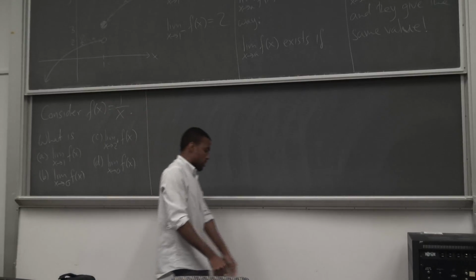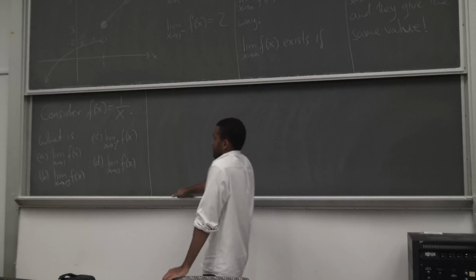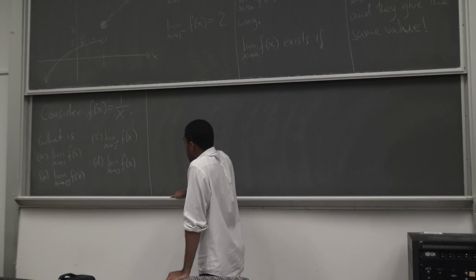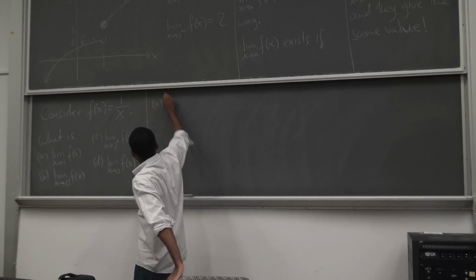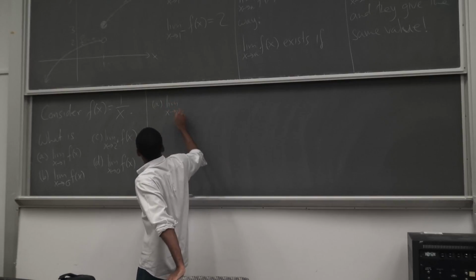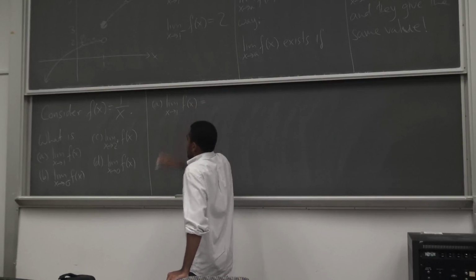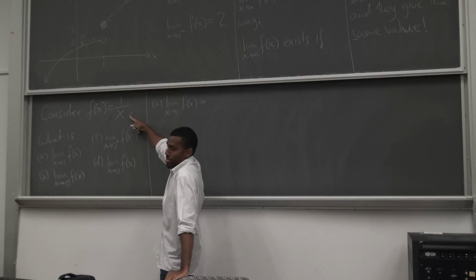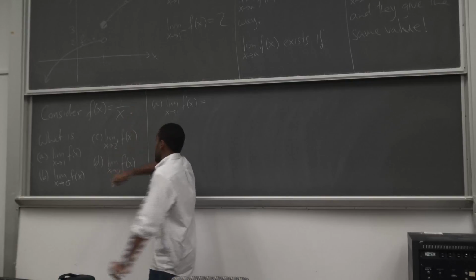Here I gave you a function, 1 over x is the function that we're looking at, and I want you to find all these limits. So here, x approaches 1. What do you think that's going to be? It's going to look like 1. You can even plug into the formula. As x gets close to 1, this 1 over x would get close to 1 as well.